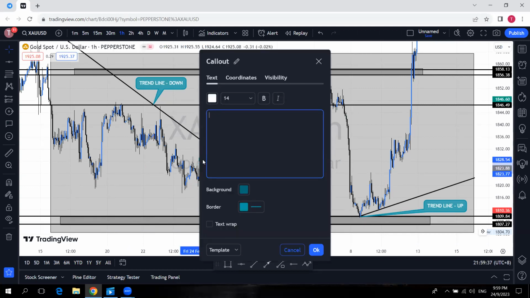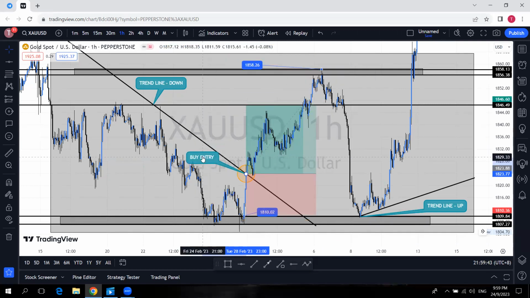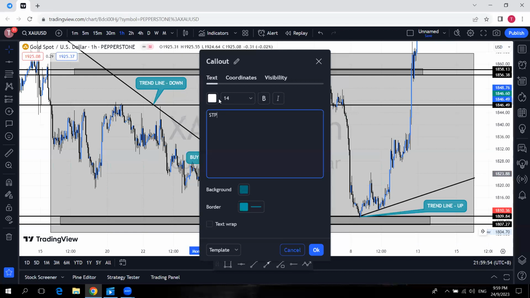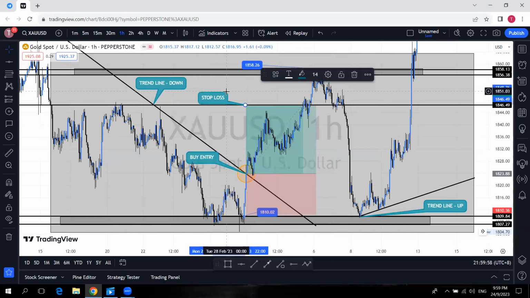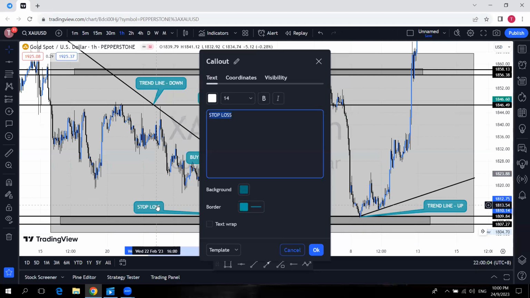Sorry, my buy entry. Okay, this is where I'm going to buy. This is where my stop loss is. Just give me a sec. I want to mark this down for you guys so you can know. And this one is the stop loss, and we have the last one, which is take profit.